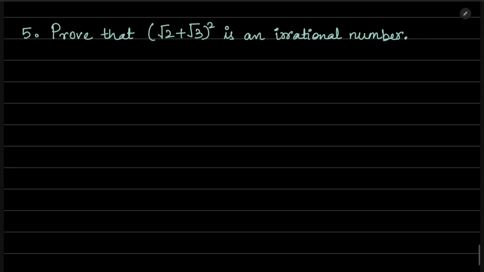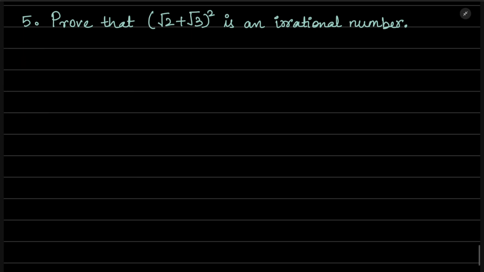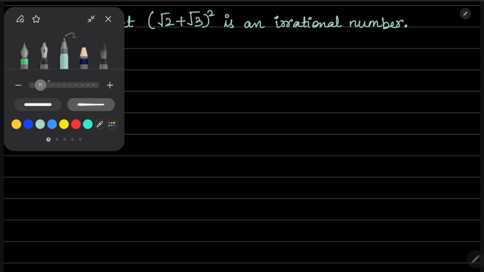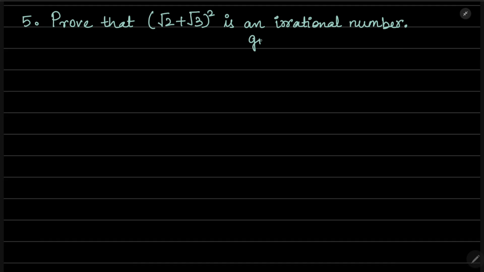Here is the last question for the day. You have to prove that root 2 plus root 3 the whole square is an irrational number. Let us prove that. There's something missing here. You will already be given that root 6 is irrational. Let's solve it now.